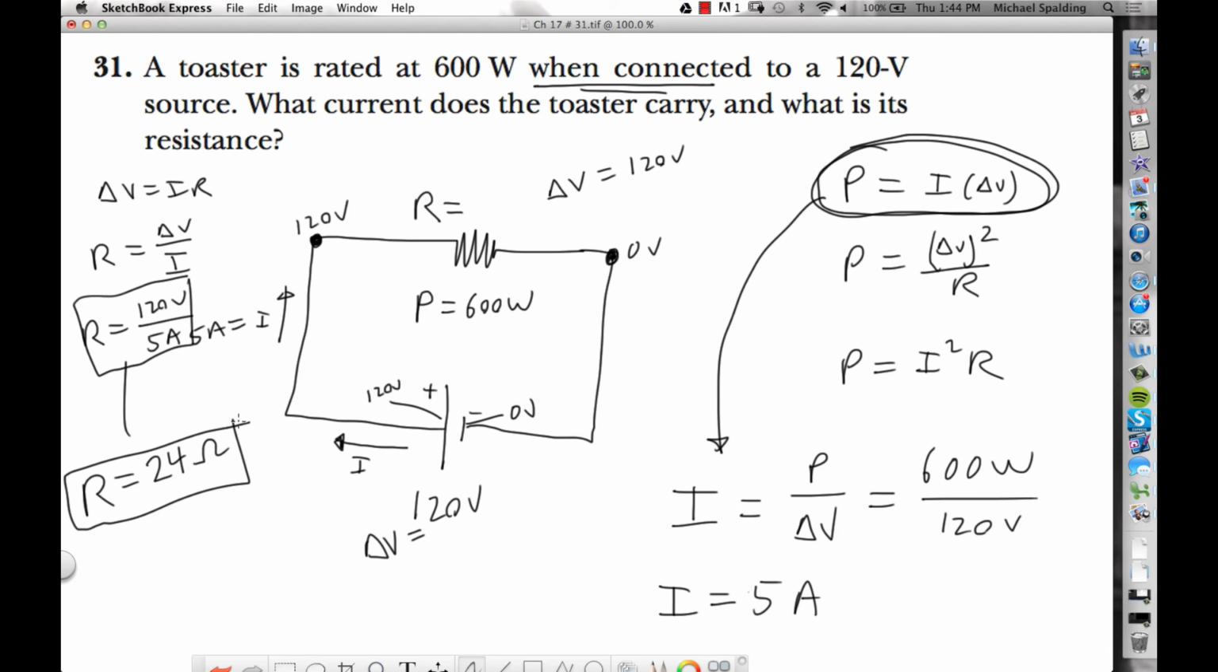And that stays constant. If you took this toaster and hooked it up to some other voltage source, it would still be a 24 ohm resistance, right? The resistance of the toaster wouldn't change. Okay?